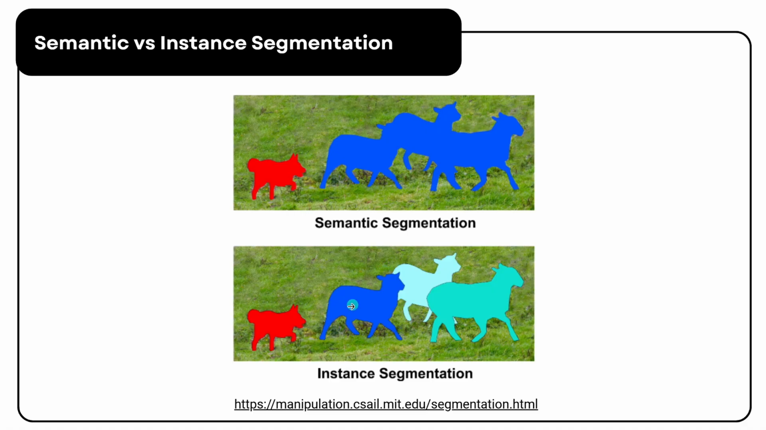And for instance segmentation, this is more precise. Not only do we classify the pixels, but we also differentiate between individual objects. You can see each ship has a different color, meaning the model understands that these are separate instances of the same class. This is especially important in applications like autonomous driving or medical imaging, where counting and distinguishing objects is critical.